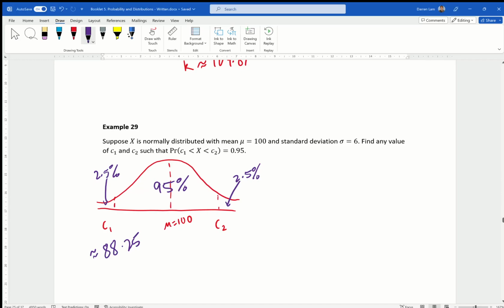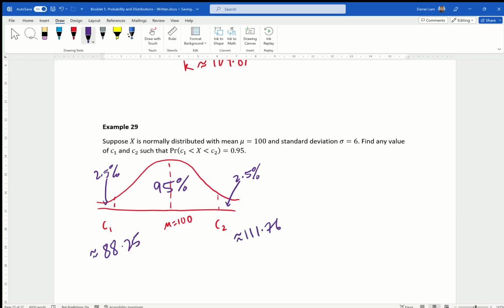Let's try the other way. If we want to go the other way and find C2, again, we can define the left as 97.5%, or we can do the right as 2.5%. Let's go with the right-hand side. So I'm going to copy and paste this. I'm going to change this to the right-hand side being 0.025, and I end up with an answer of 111.76. So approximately 111.76.